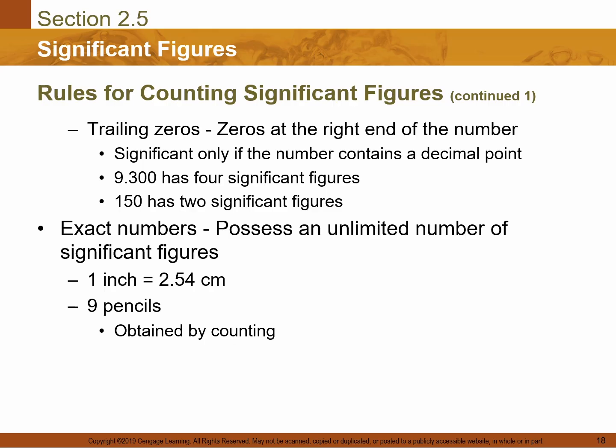The exact numbers are different. Values obtained by counting or defined equalities like 1 inch equals 2.54 centimeters are considered to have unlimited significant figures, and they do not limit the precision of your calculations. So if I have 9 pencils, I counted those, there can't be 9.1. And if I'm converting something, I use the full conversion factor. I can't say, oh, well, 1 inch is actually equal to 3 centimeters, because then everything would be off.